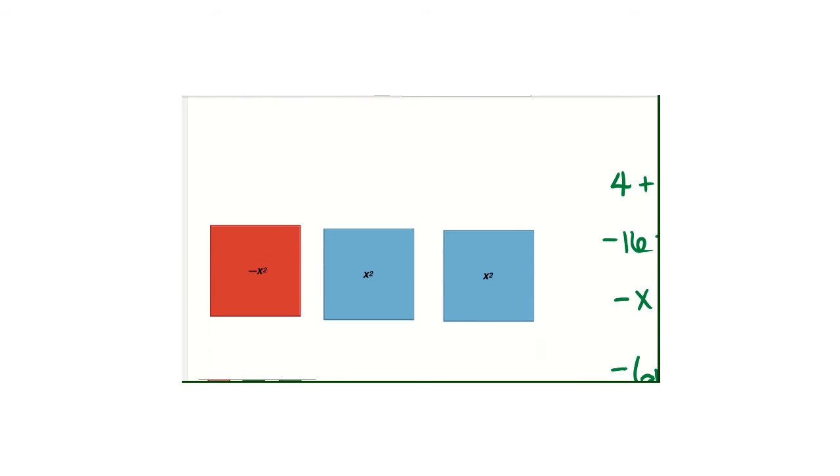See if you can write the algebraic expression for this picture and then check back. You should have 3x squared plus 2x plus 4. How many terms does this algebraic expression have? It has 1, 2, 3 terms. Let's look at the next example.